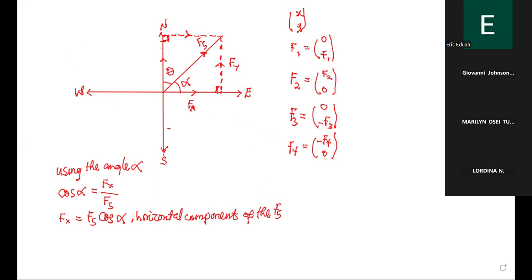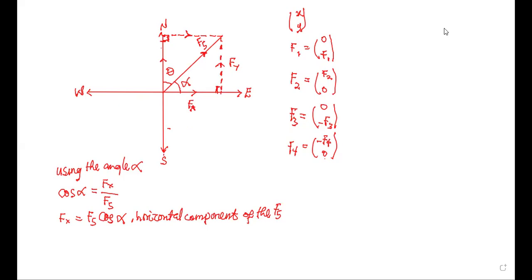Its vertical component, on the other hand. So concerning the vertical component, class, will I use cosine, sine, or tangent? Which appropriate trig ratio must actually be used here? Will it be sine, cosine, or tangent? Yes. Anybody?